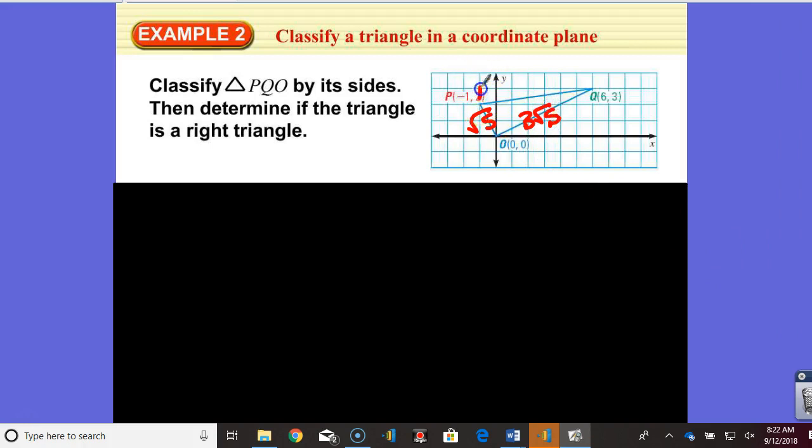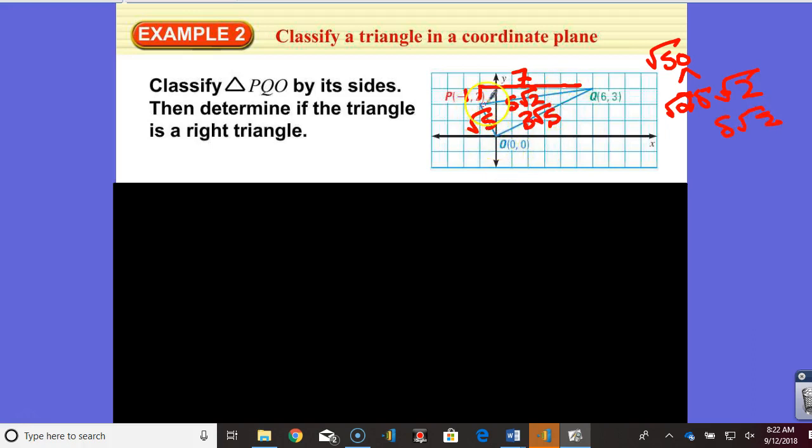Now let's do this one. This one would be a 1 by something. 1, 2, 3, 4, 5, 6, 7. A 1 by 7. 1 squared is 1. 7 squared is 49. 49 plus 1 is 50. So the square root of 50 is 25 times 2, or 5 rad 2. Are any of these measurements the same?